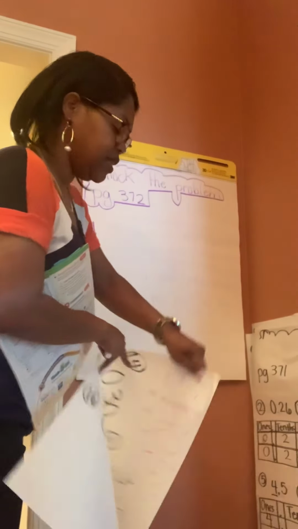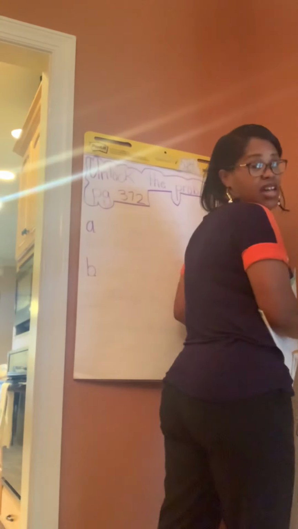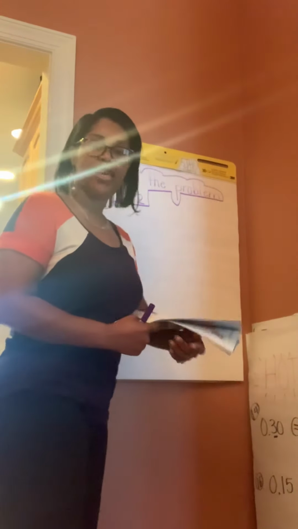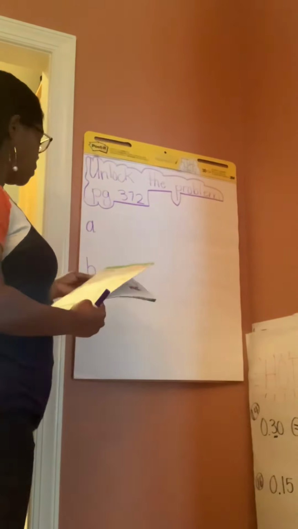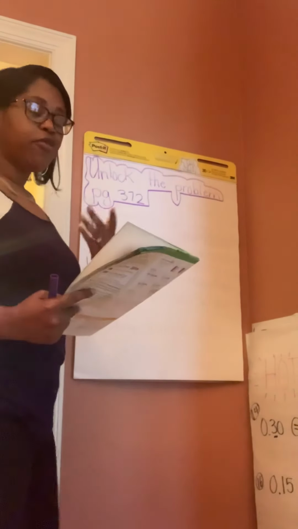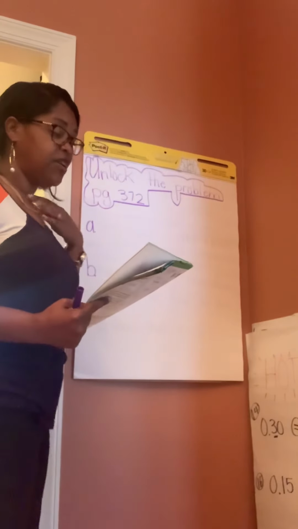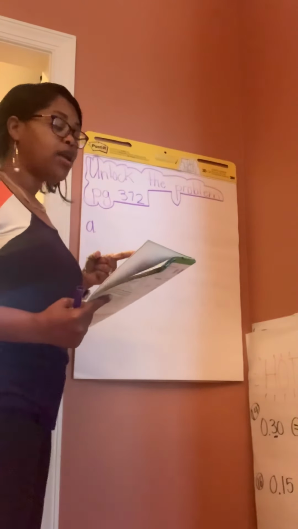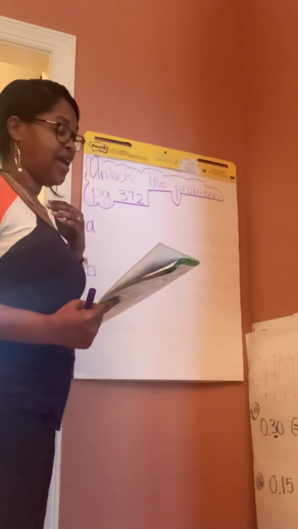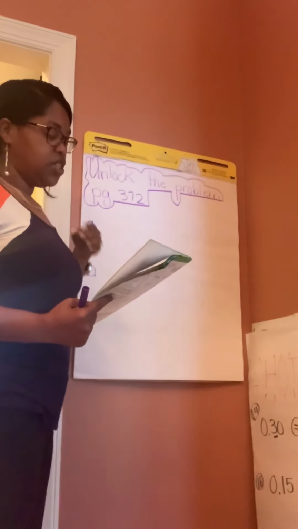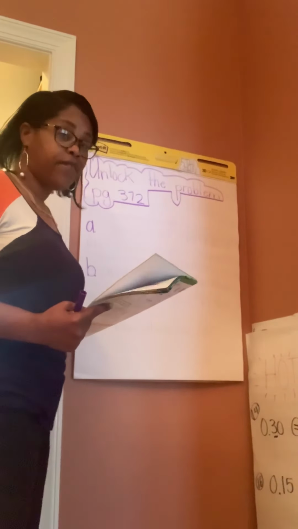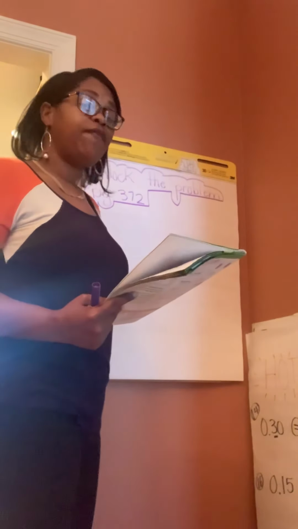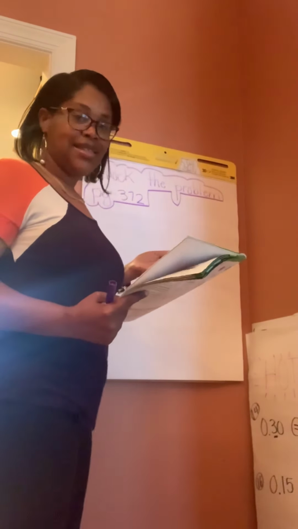So look with me at the top of the next page where it says unlock the problem. That's at the top of page 372. Unlock the problem. So my friends Ricardo and Brandon ran a 1,500 meter race. Ricardo finished in 4 and 89 minutes. Brandon finished in 4 and 83 minutes. What was the time of the runner who finished first? Keep in mind the runner who finished first had the time that was less.